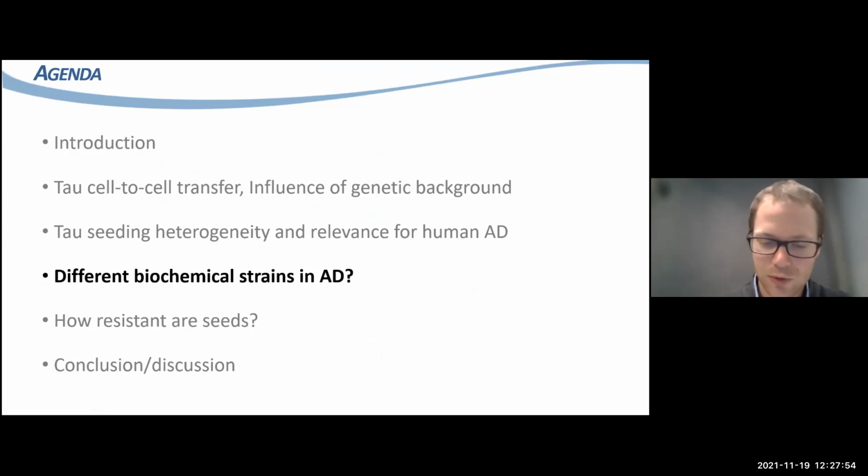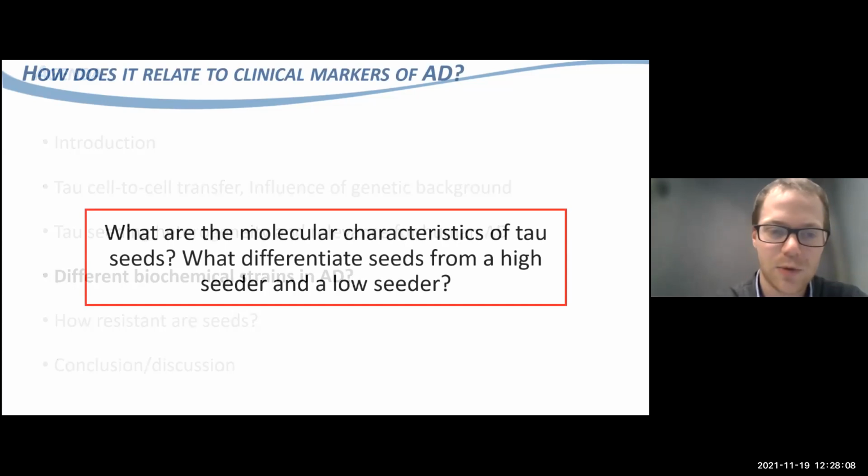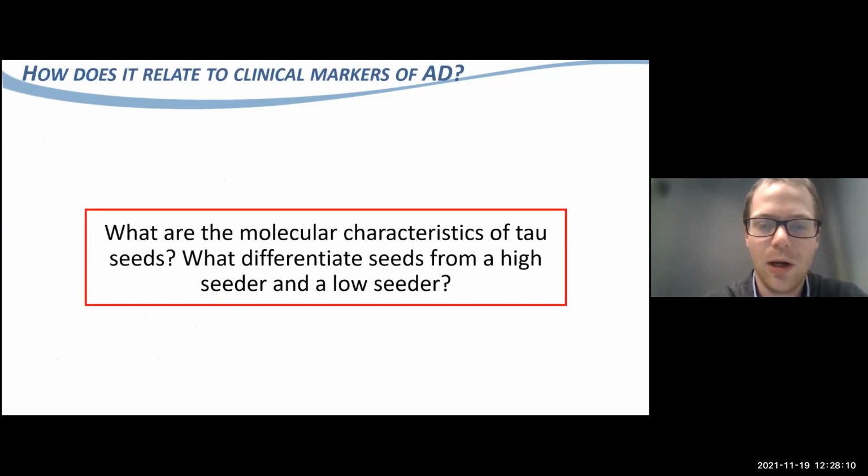That led us to think, what makes this patient different? Why would a patient have a high seeding versus another a low seeding? What happened? And that's where we decided to go for a full biochemical characterization of these patients to understand the molecular characteristics of these seeds and what differentiates one seed from a high seeder versus a low seeder.